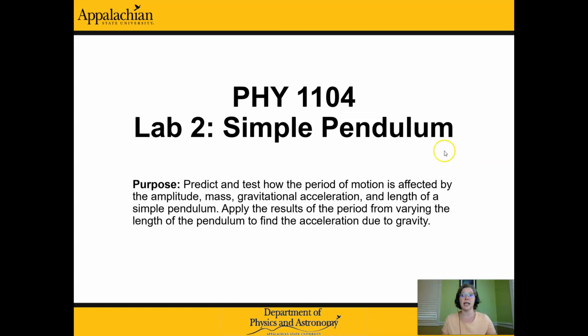The purpose of this lab is to predict and test how the period of motion is affected by the amplitude, the mass, the gravitational acceleration, and the length of a simple pendulum. We're going to also apply results of how the period changes for a different length and plot that using a linear graph to find the acceleration due to gravity.